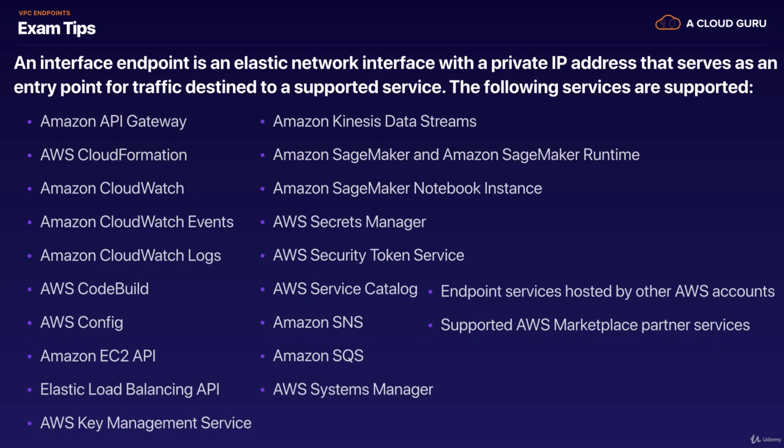At first, we should just talk about an interface endpoint. This is an elastic network interface, or an ENI, with a private IP address that serves as an entry point for traffic destined to a supported service. The following services are supported. I'm not going to read them all, but basically a whole bunch of services are supported, and there's probably going to be more and more added throughout 2019 and 2020. Again, don't worry, you're never going to be quizzed on which services are supported, but what you need to know is you basically attach an ENI to an EC2 instance, and that will essentially allow you to communicate to these services using the Amazon internal network. They don't need to then traverse the internet.